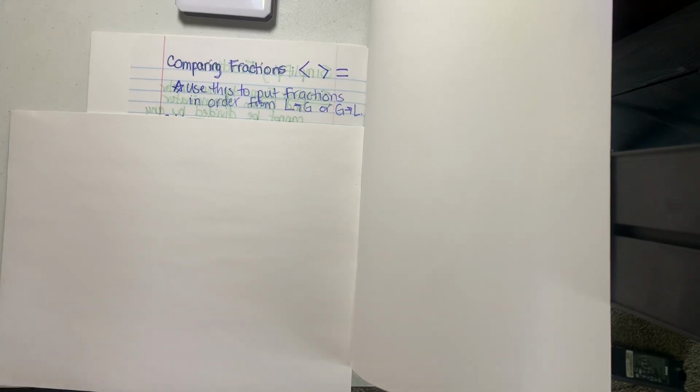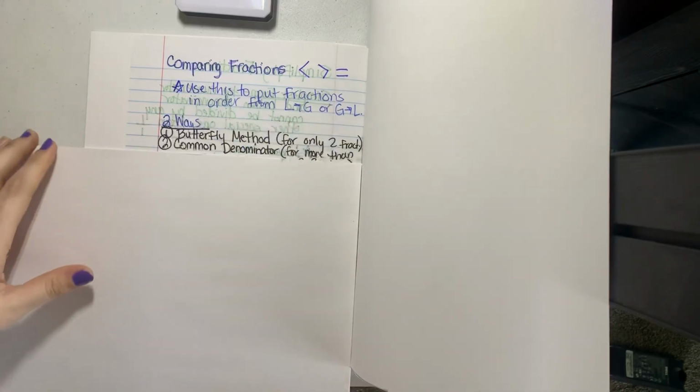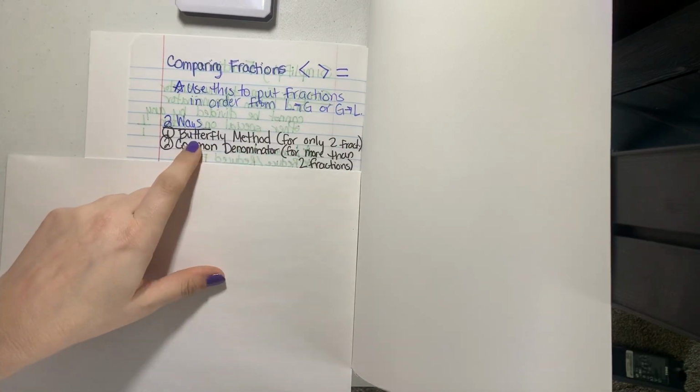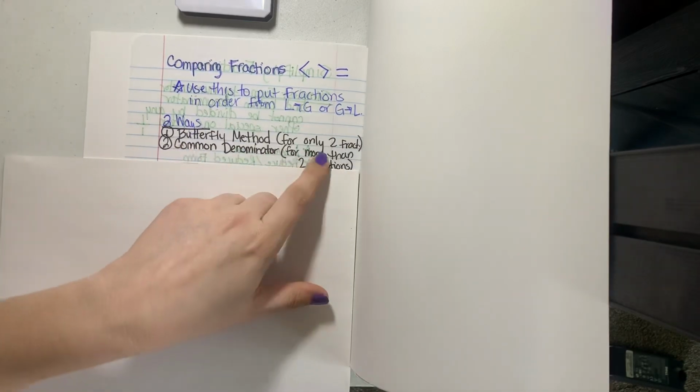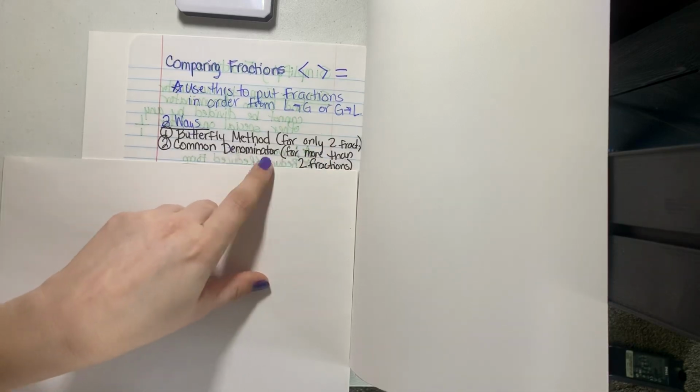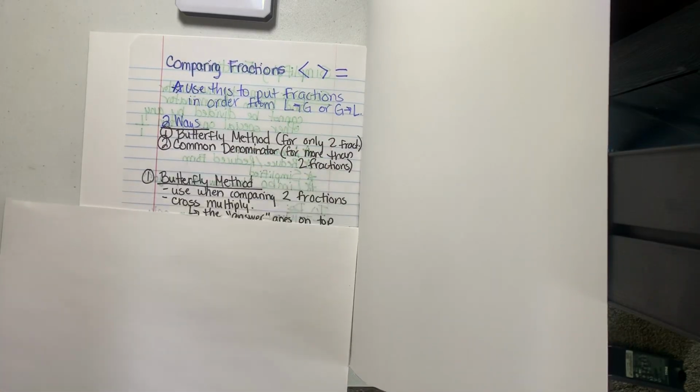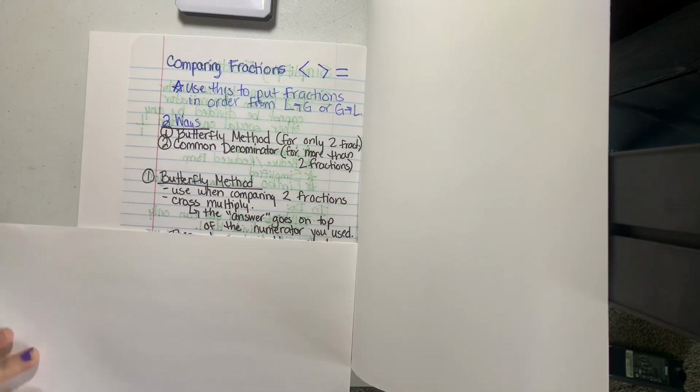Your book is not asking you to do that, but if you were to be asked to do that later on, you could use this method for that. So we are looking at the butterfly method. This is for two fractions, okay? We're not doing the common denominator. So what is the butterfly?